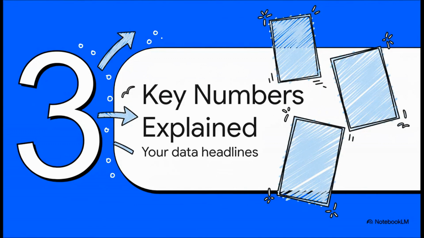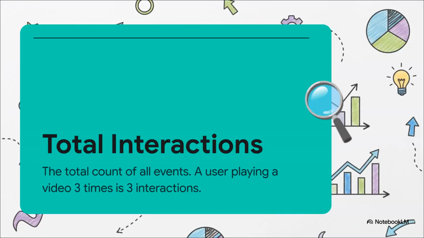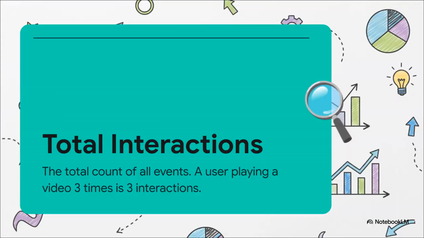All right, so once you've got your filter set, the first place you're going to look is right up top. These three cards, they're like the headlines of your data story. The most important, need-to-know numbers right off the bat. First up is total interactions. Just think of this as pure activity. It counts every single thing that happens. So if one person plays a video 3 times and stops it twice, boom, that's 5 interactions. It's a simple way to see how busy things are.